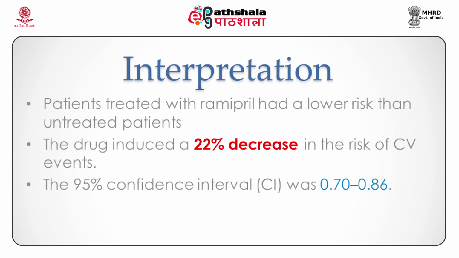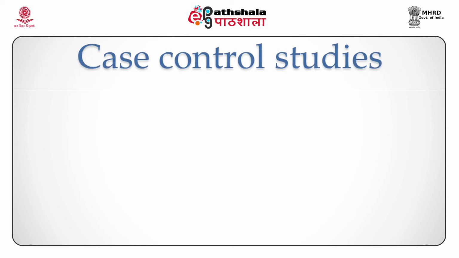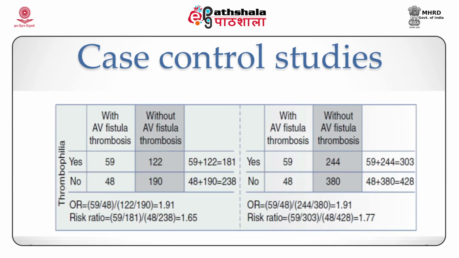Another common class of studies which is somewhat logistically simpler than a cohort study is the case control study. So here we are looking at cases, which are people who have AV fistula thrombosis, and controls, which are people who do not have AV fistula thrombosis. That is, we have selected a group who are diseased and a group who are non-diseased, and we are looking back in time to see how many of the diseased group had the exposure, which in this case is thrombophilia, and how many did not.